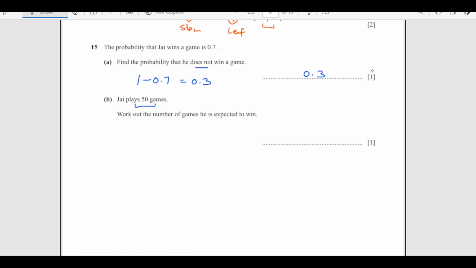J plays 50 games. Work out the number of games he is expected to win. The probability of winning, given in the beginning, is 0.7, and there are 50 trials. So 7 times 5 is 35, and we have the one zero that we put, and one decimal place when we put it, then these zeros go there, and the final answer is 35. So that's it for this video, guys.